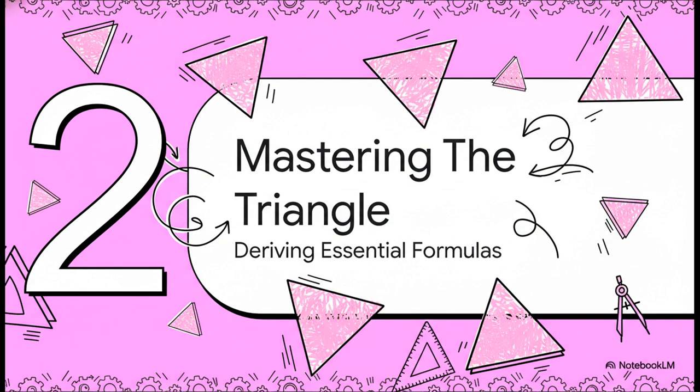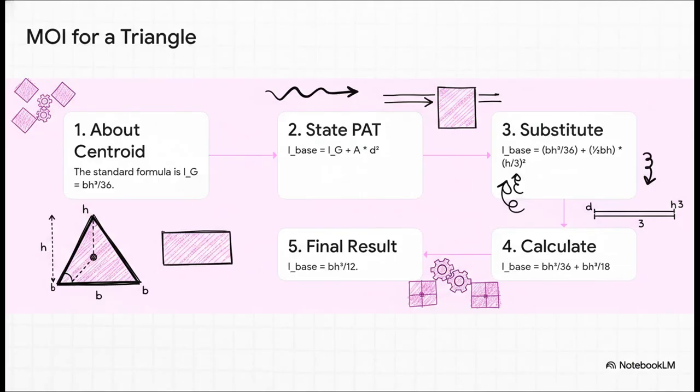Okay, now that we have the golden rule down, let's put it into practice with our first shape, the triangle. I can almost guarantee you're going to see questions about this, so let's break down exactly how to derive the formulas you absolutely have to know. This process is just beautiful. We start with the one formula you absolutely must memorize, the moment of inertia about a triangle's centroid. This is a standard formula value. It's always bh cubed divided by 36.